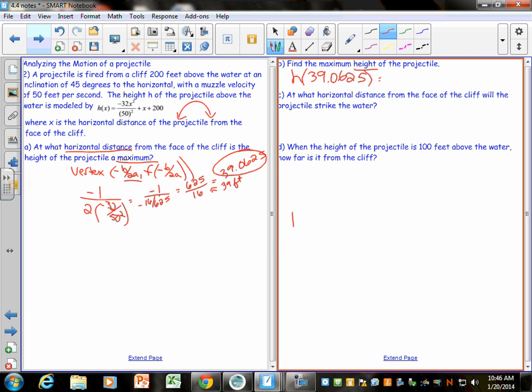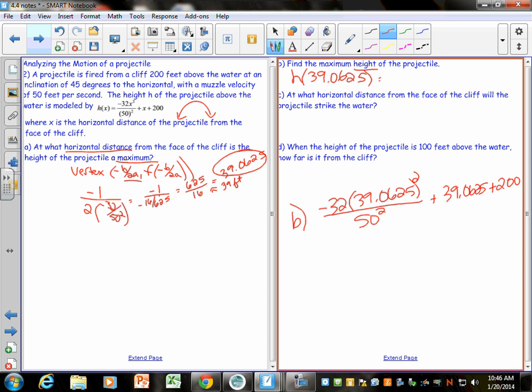I'm going to cut that here because I totally don't have enough room up there. So that's going to be negative 32 times 39.0625 squared over 50 squared plus 39.0625 plus 200. Again, you're welcome to do this all in one step, or just do the first part and then add each second part. Like I did the first part on my calculator and hit enter, and then I added the 39 and the 200.